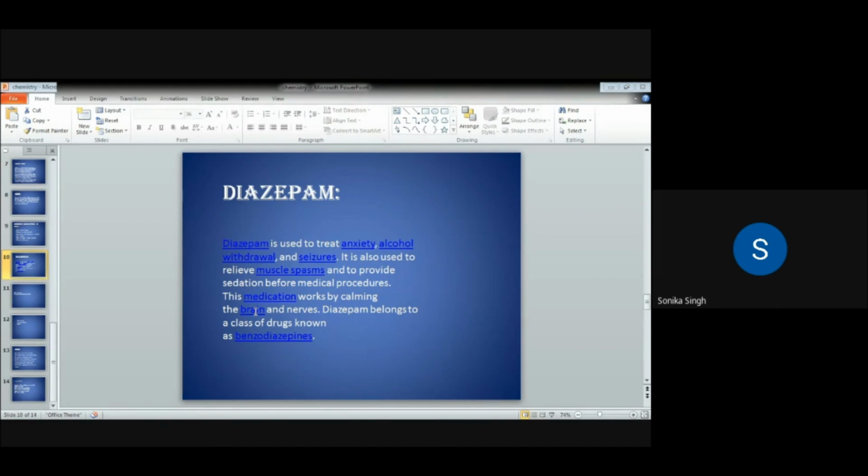Diazepam is available in the form of tablets. It is also present in injection form, and we can also get this drug as a liquid syrup.